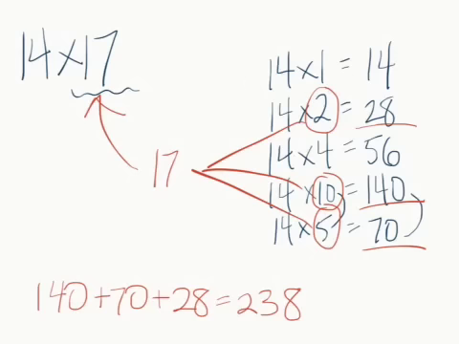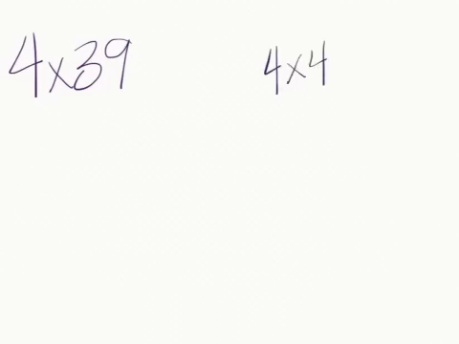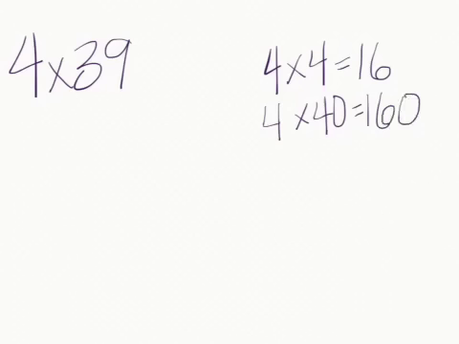So that's how a string or a series of numbers can be really useful for figuring out a much more difficult problem. Let's try one more. All right, let's say that we give students the tricky problem of 4 times 39. Not very friendly numbers, not going to be something that they can instantly get in their heads. So let's start with the fact that they do know. 4 times 4 is 16. 4 times 40 then would be 160.